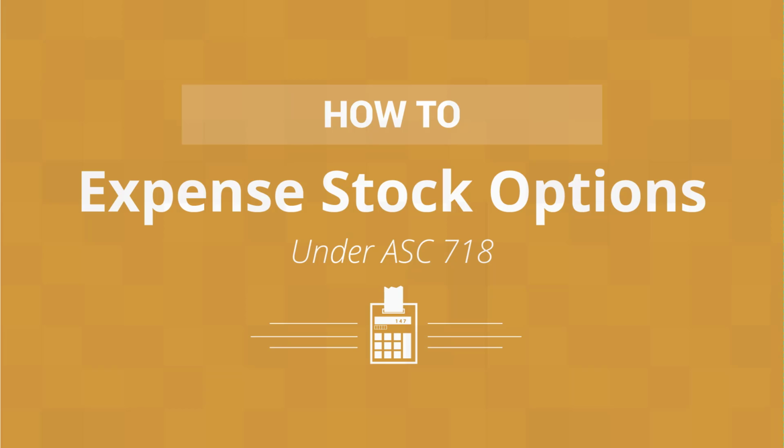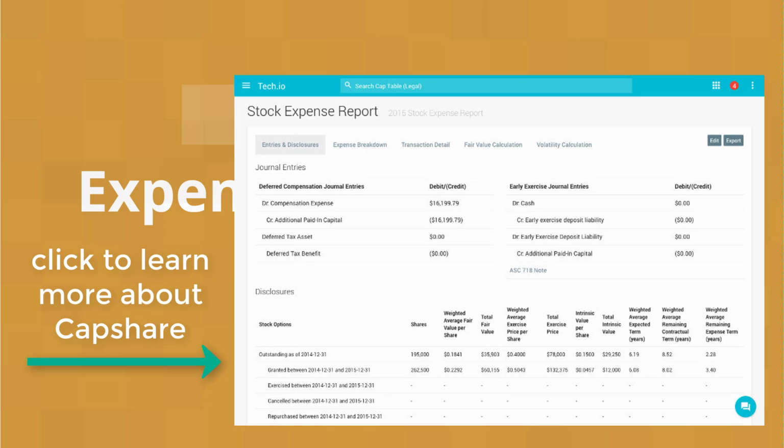By the time you get done with this video, my goal is basically to have you conversationally competent around stock option expensing. Now, if you're interested in seeing a behind-the-scenes peek of what an actual stock option expense report looks like and how it's actually generated with Capshare, you can click here to watch that video. But in this video, we're going to talk about how stock option expensing actually works and the principles behind it.